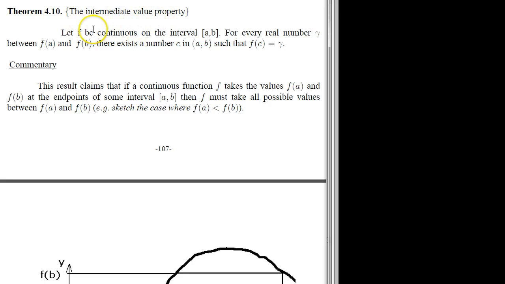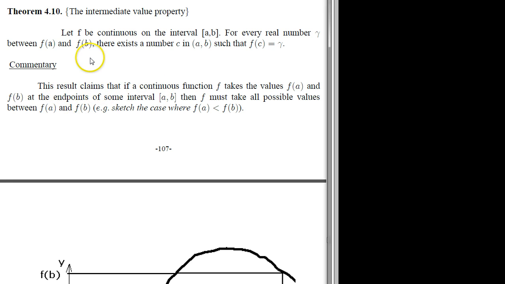The intermediate value property then: f is continuous on the interval [a, b]. For every real number gamma between f(a) and f(b), there exists a number c between a and b such that f(c) is equal to gamma.